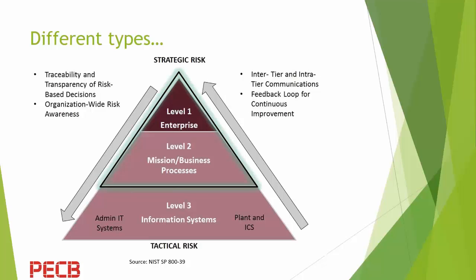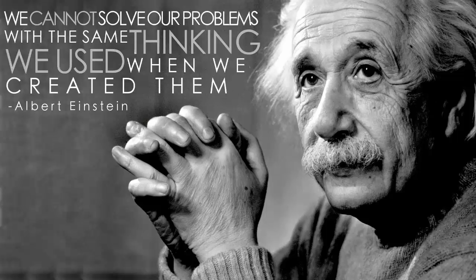But all 3 of these levels have their benefits, and if you're going to do it effectively, I would suggest that you do all 3 of these levels, starting at the enterprise, but then getting into more detail on the business processes, and then looking at specific information systems after that. And you'll see that's the difference between strategic and tactical risk.